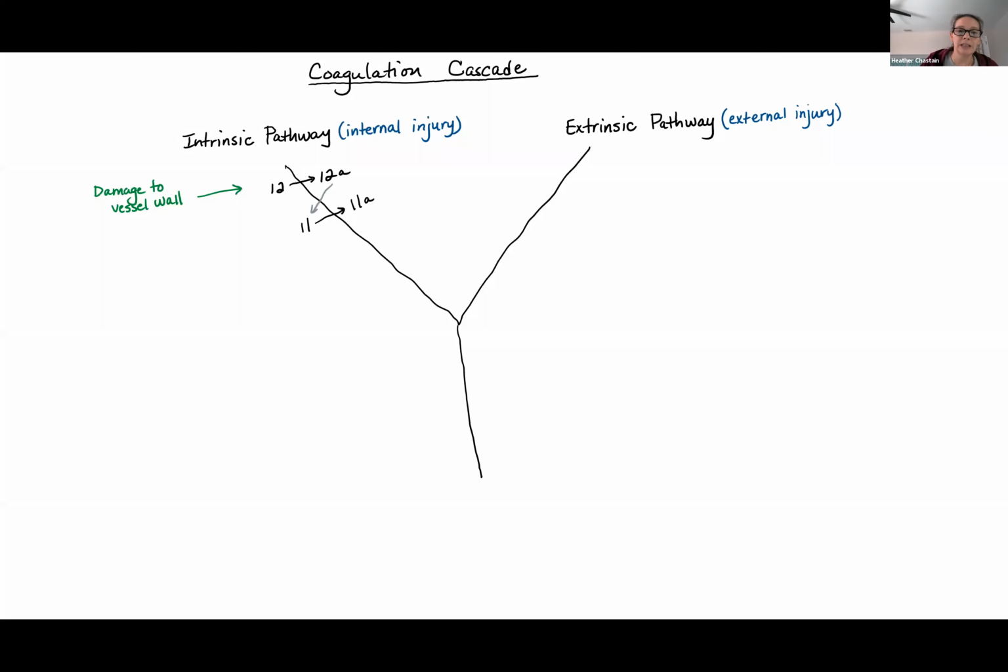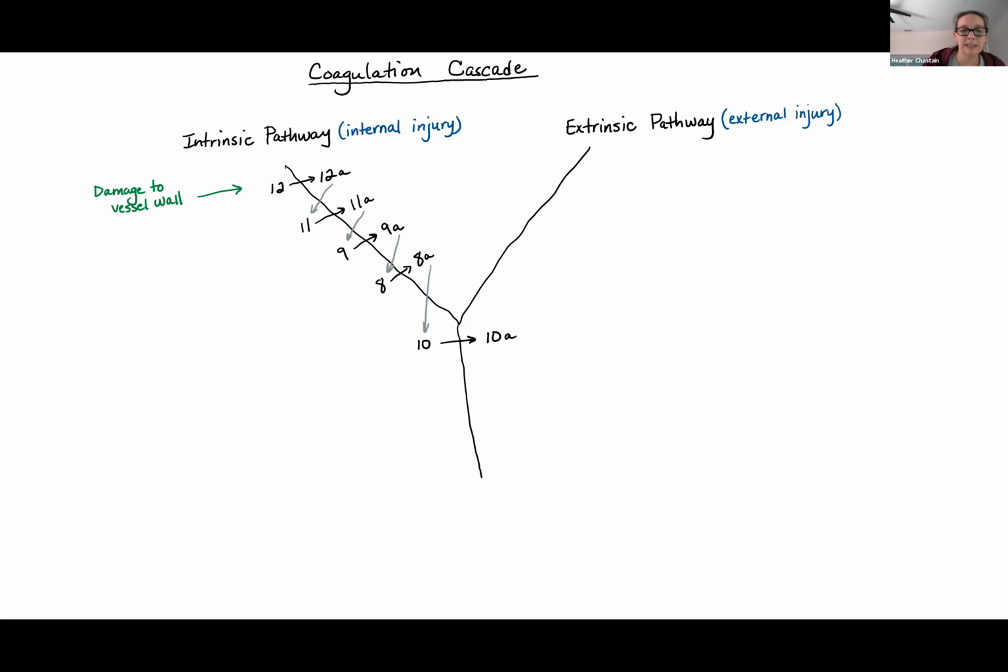Activated factor 11 finds factor 9 and activates it. Activated 9 finds 8. I know this isn't in order. And it activates 8. 8 then finds 10 and activates it. Okay, so we have 10A.